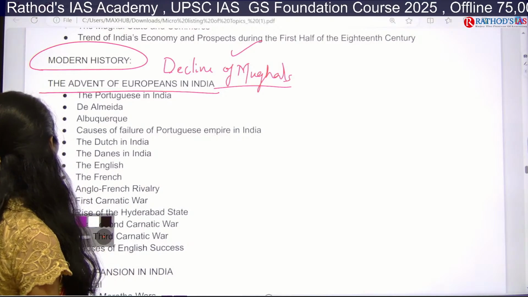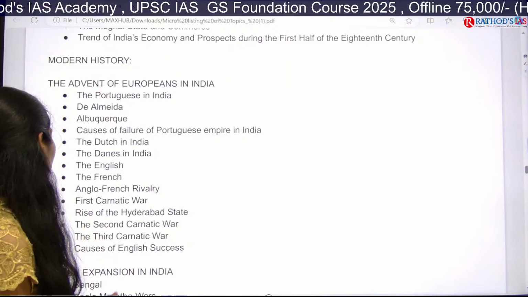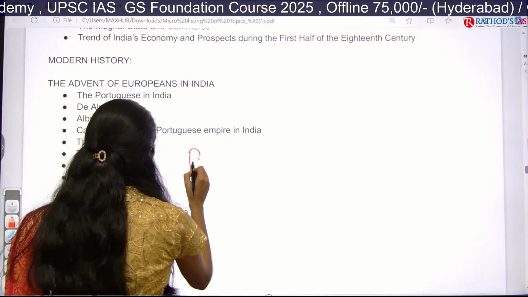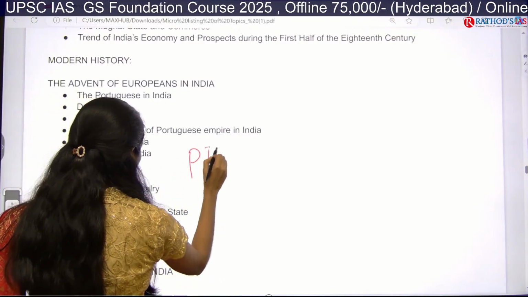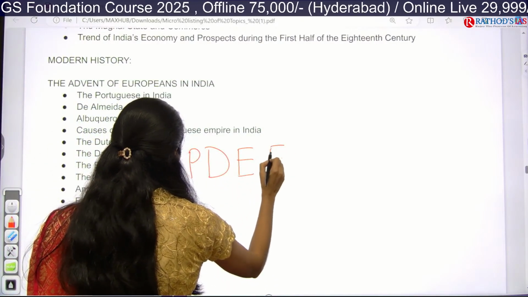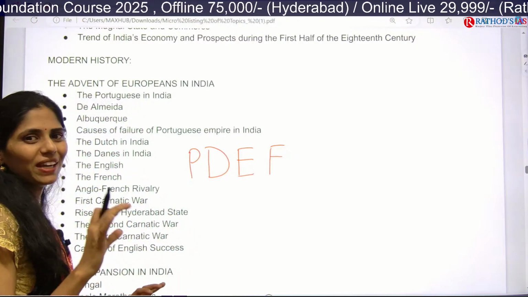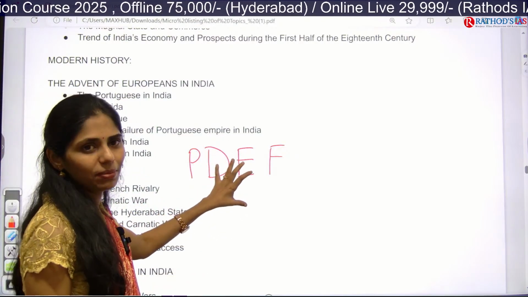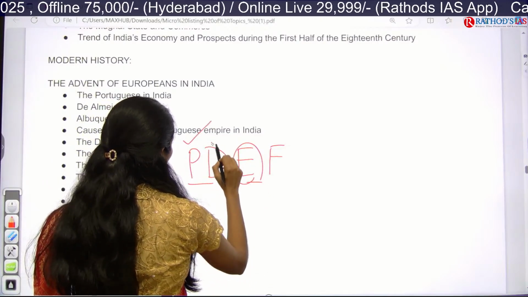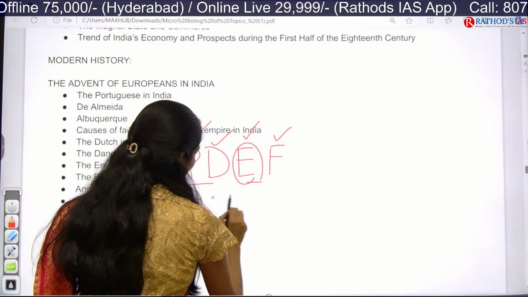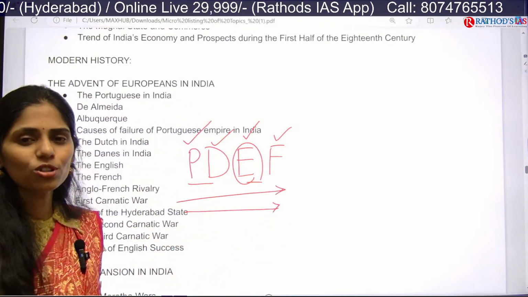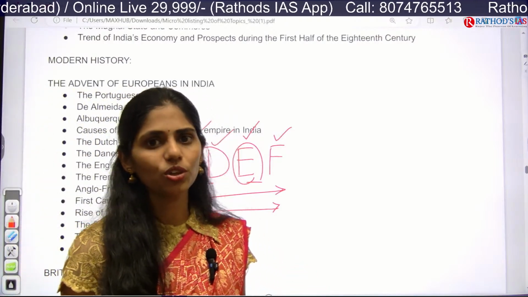After that you will learn about the advent of Europeans in India. You have to know the order. First the Portuguese came, and after that the Dutch, then the English, and then the French. So remember PDF, and in between you can keep E. Portuguese, Dutch, English and French. This order is also very important. Sometimes this order can be asked as a prelims question in UPSC.